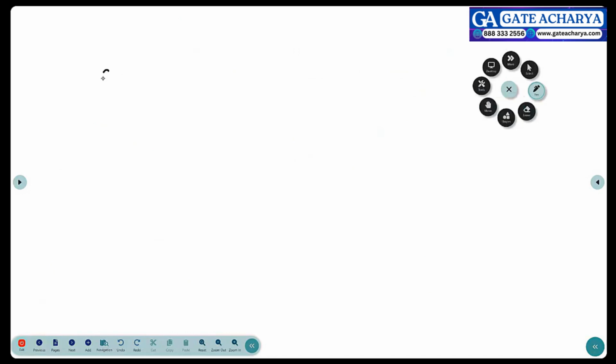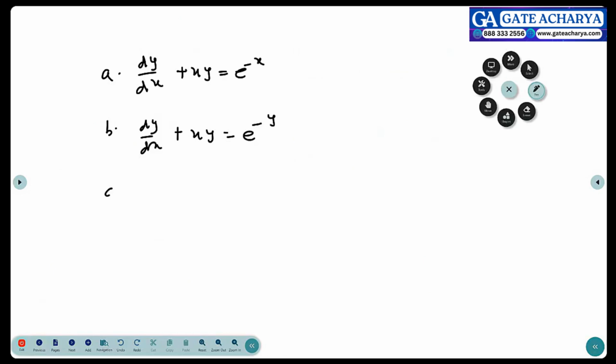Option A, dy by dx plus xy is equal to e power minus x. Option B, dy by dx plus xy is equal to e power minus y. Option C, dy by dx plus xy, 2y.